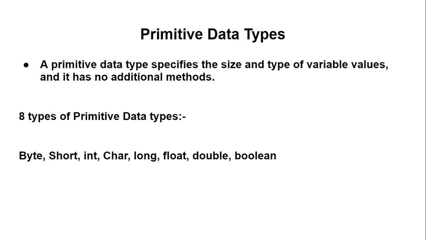Primitive data types specify the size and type of variable values, but they have no additional methods. As we see, byte, short, int, char, long, float, double, boolean: 8 types of primitive data types are available in the Java programming language. These are the basic data types that you will always perform some operations on.